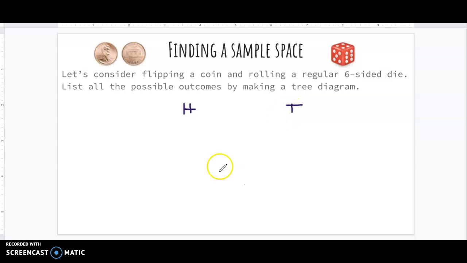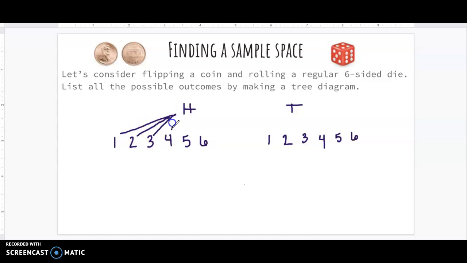After I flip my coin, I can pick up my dice and roll that. Theoretically, if I roll my dice, I'll either get a 1, a 2, a 3, a 4, a 5, or a 6. Same thing after I've flipped my coin and gotten a tails, I would either get a 1, a 2, a 3, a 4, a 5, or a 6. In order for this to be a tree diagram, we have to connect it using little trunks.